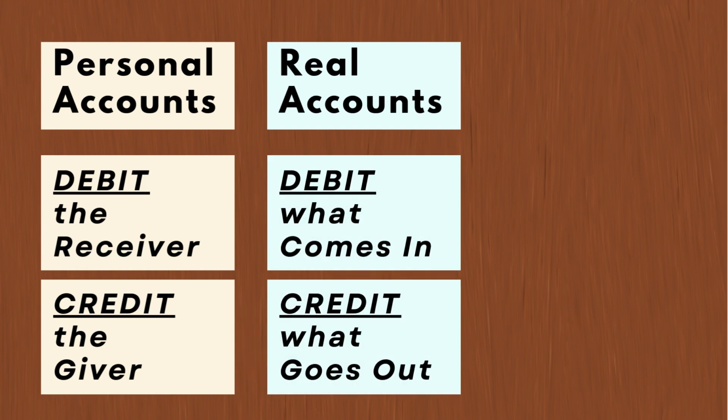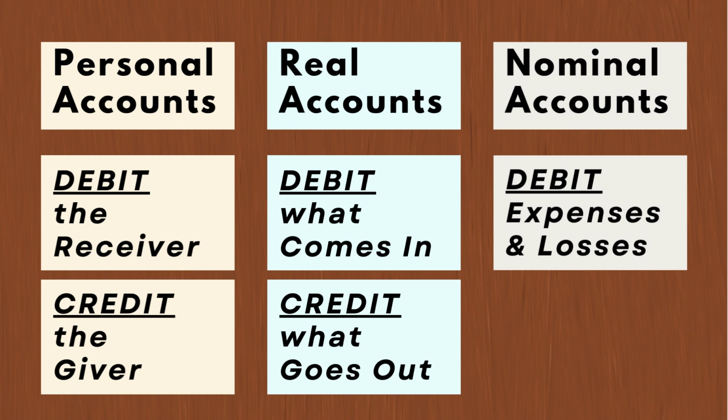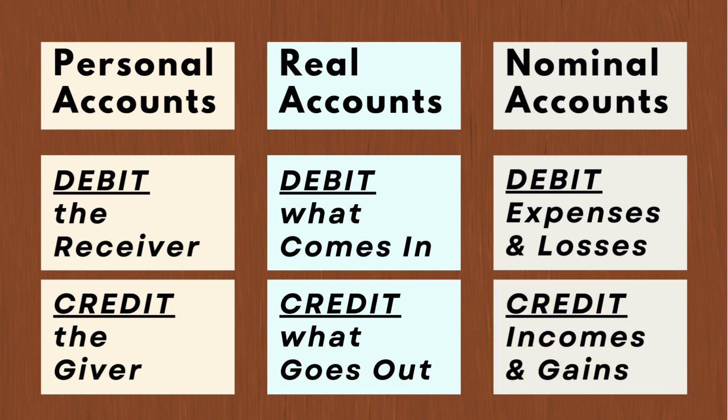The third one is nominal accounts that are related to the expenses, the losses, the incomes, and the gains. And these are temporary accounts. The balances of these are transferred to the trading and profit and loss account at the end of the financial year. The rule for these types of accounts is debit all expenses and losses, credit all incomes and gains. Thus, we have discussed both the approaches, the modern approach as well as the traditional approach.